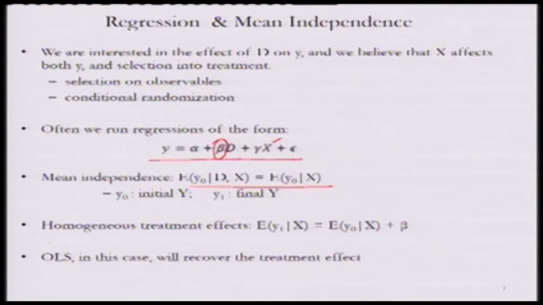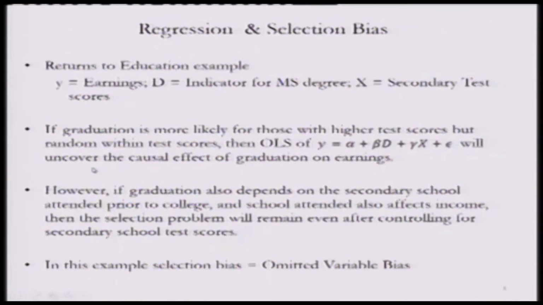The other point is that of homogeneous treatment effect, that is, the expectation of y1 given x is equal to the expectation of y0 given x plus beta, which means that the effect due to the intervention is the same for all individuals in the sample. Of course, if these conditions are met, then OLS will recover the treatment effect. But the problem comes when these conditions are not met.